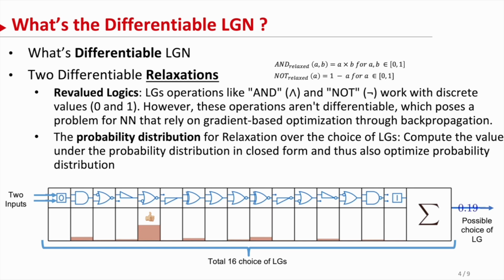However, this operation is not differentiable, which poses a problem in the neural network if we rely on gradient-based optimization, especially in the backward propagation. So the authors gave the idea of probability distributions, which is a relaxation over the choice of the logic gates. The example is underneath. We give the two inputs and compute values under the probability distribution. For this example, we find the best one, give it the thumbs up, because we have a computation of 0.19.